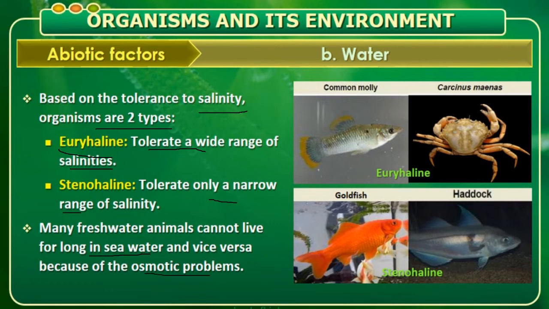What is the osmotic problem? Osmosis means what? The movement of water molecules from a region of high concentration to low concentration. That means when water moves from the body to the outer environment, the osmotic problem occurs. It cannot absorb the water back into its body, because there is a change in its habitat. Usually the animals which are stenohaline cannot tolerate it, and they may die.